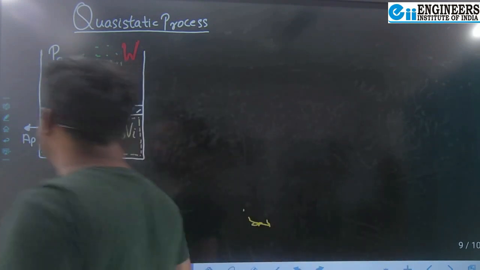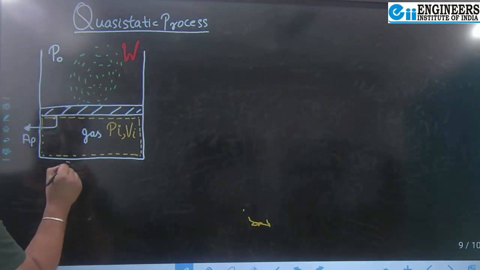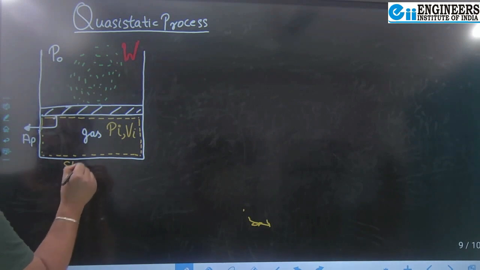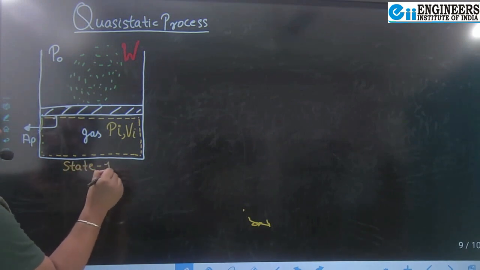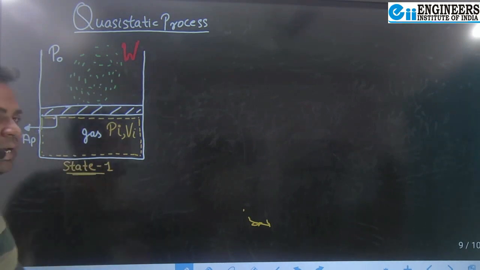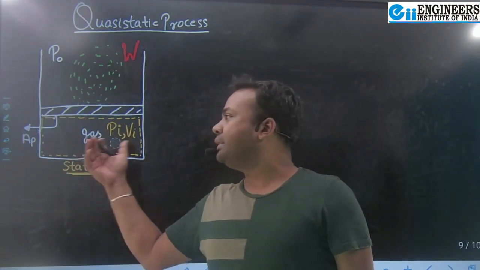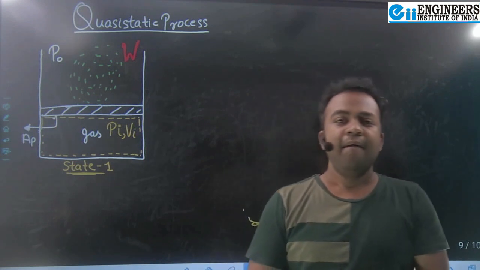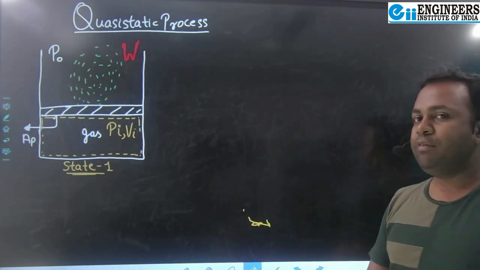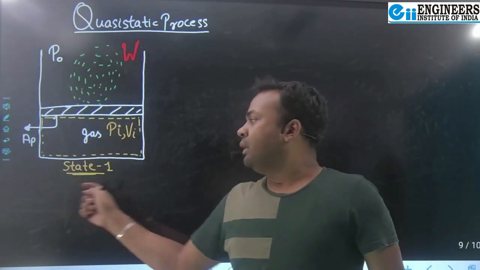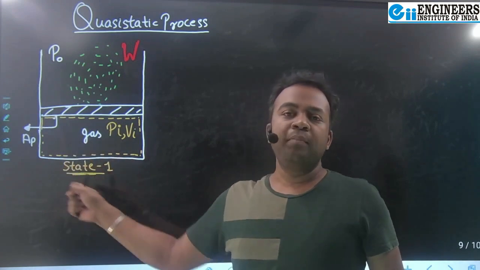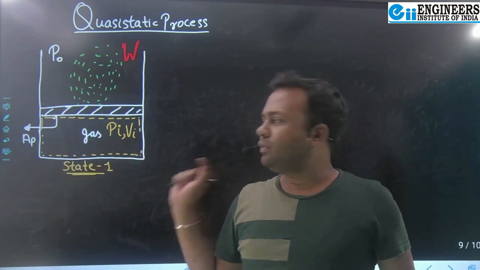So this is my initial state 1. State is basically described by its properties. If properties are fixed, not varying with respect to time, not varying with respect to space, then the state or the condition of my system is fixed. So this state is fixed.